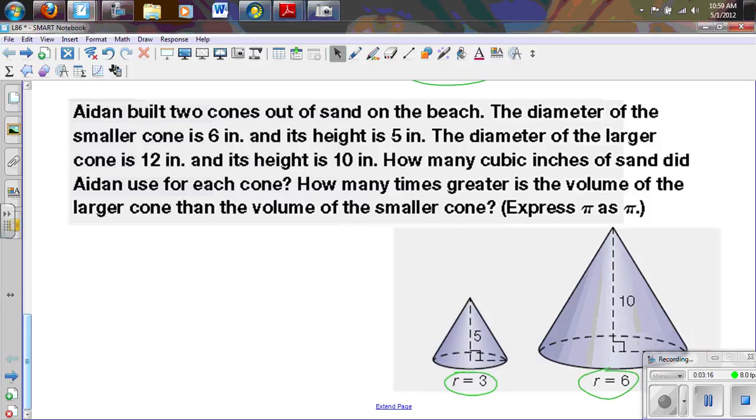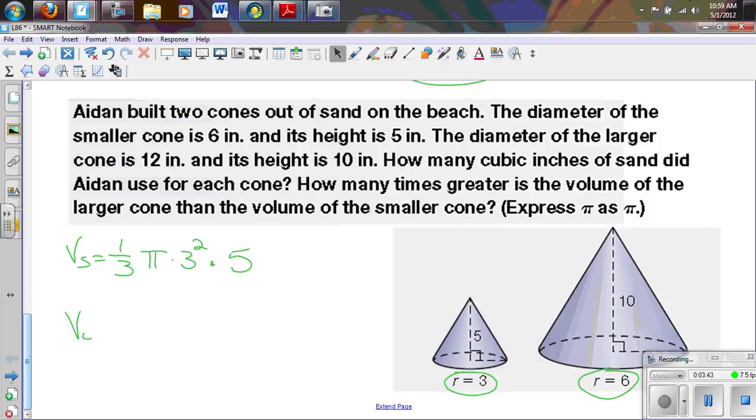And so we can find the volume of these 2 cones, because it says how many cubic inches of sand did Aiden use for each cone. So we need the volume of the smaller, and we need the volume of the larger. And so this is 1/3. And again, it's base area. Base area is pi times radius squared times the height of the figure.